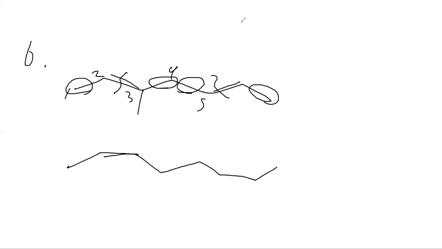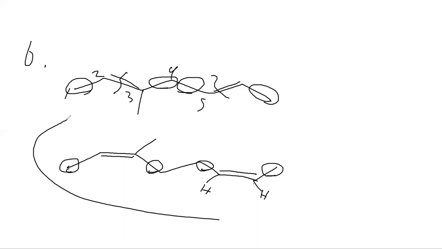That looks bad. And now both of these are Z configuration. This is pointing down, this is pointing down, so that's cis. This is pointing up, and this is pointing up, so that's cis. Or we could look at the hydrogens on this one, and they're both pointing down. So this is the structure for B.